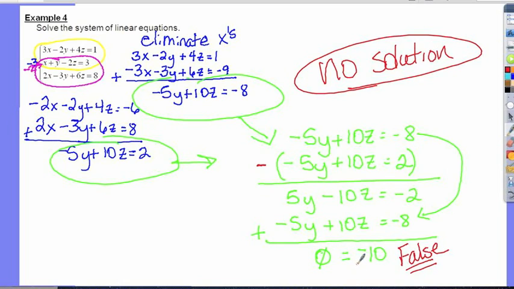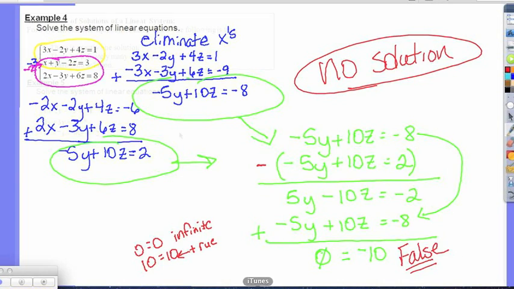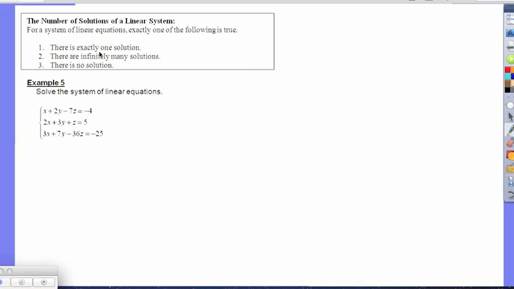Now, if you got something that said 0 equals 0, or say 10 equals 10, then that would have been an infinite number of solutions, okay? Because that would have been a true statement. All right, but 0 does not equal -10, false statement, so no solution. Okay, this little box right here telling you about the one solution, infinite, no solution, that probably should have been before the previous example we just did, because we just did a no solution problem. Let's work on number 5 and see what happens with it.